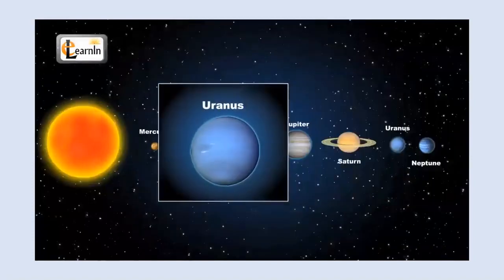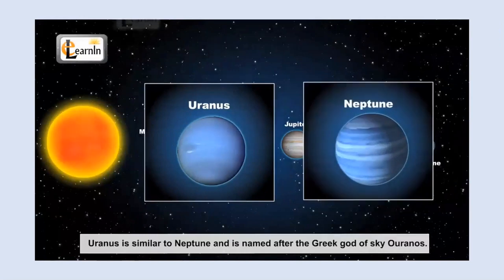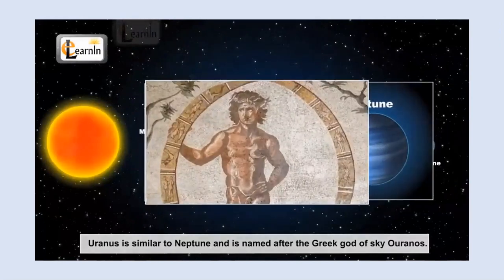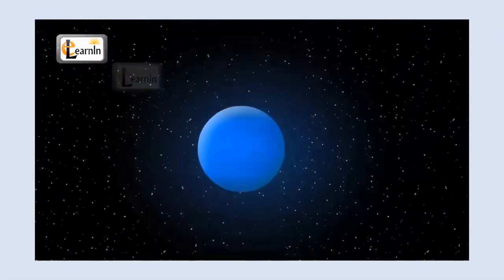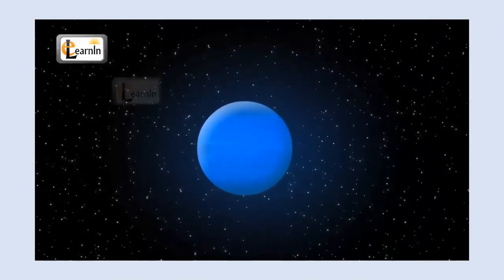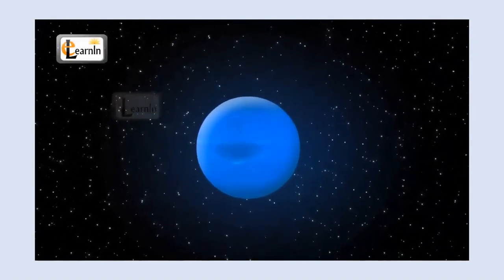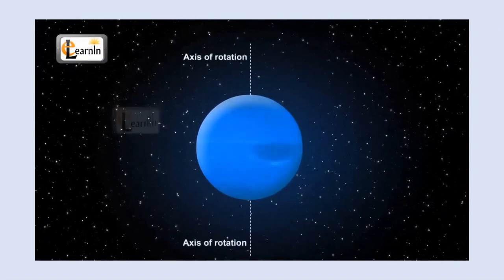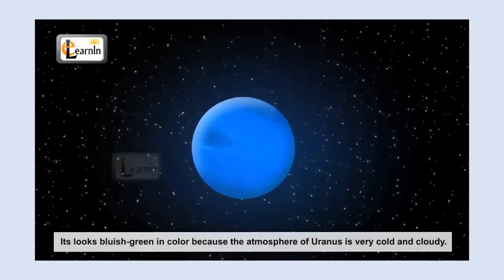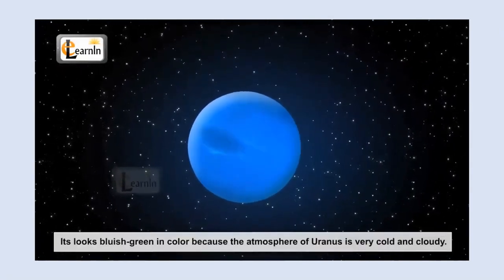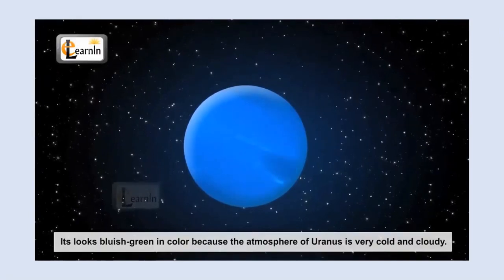Uranus. Uranus is similar to Neptune and is named after the Greek god of sky, Uranos. It has around 27 natural satellites revolving around it. Uranus is unique when compared to other planets because of the fact that its axis of rotation is tilted sideways, unlike the other planets. It looks bluish green in color because of the atmosphere of Uranus is very cold and cloudy.